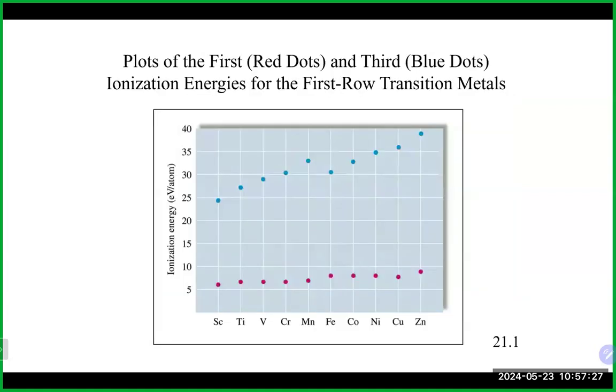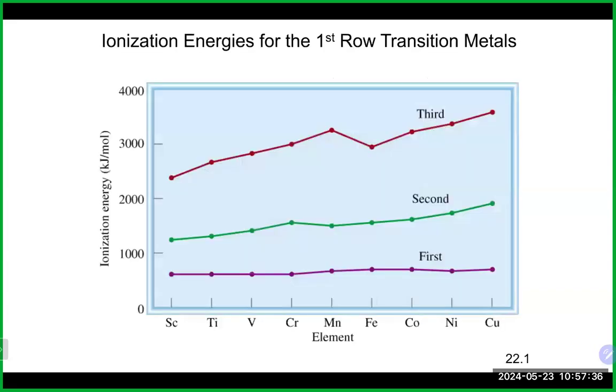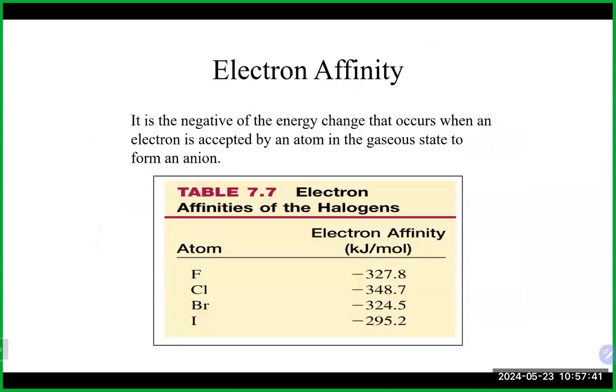Here's our difference between first and third, and a big jump in energy as you try to remove that third electron versus that first electron. Another one in case you missed the second ionization energy in between, but again, we see the trend there.